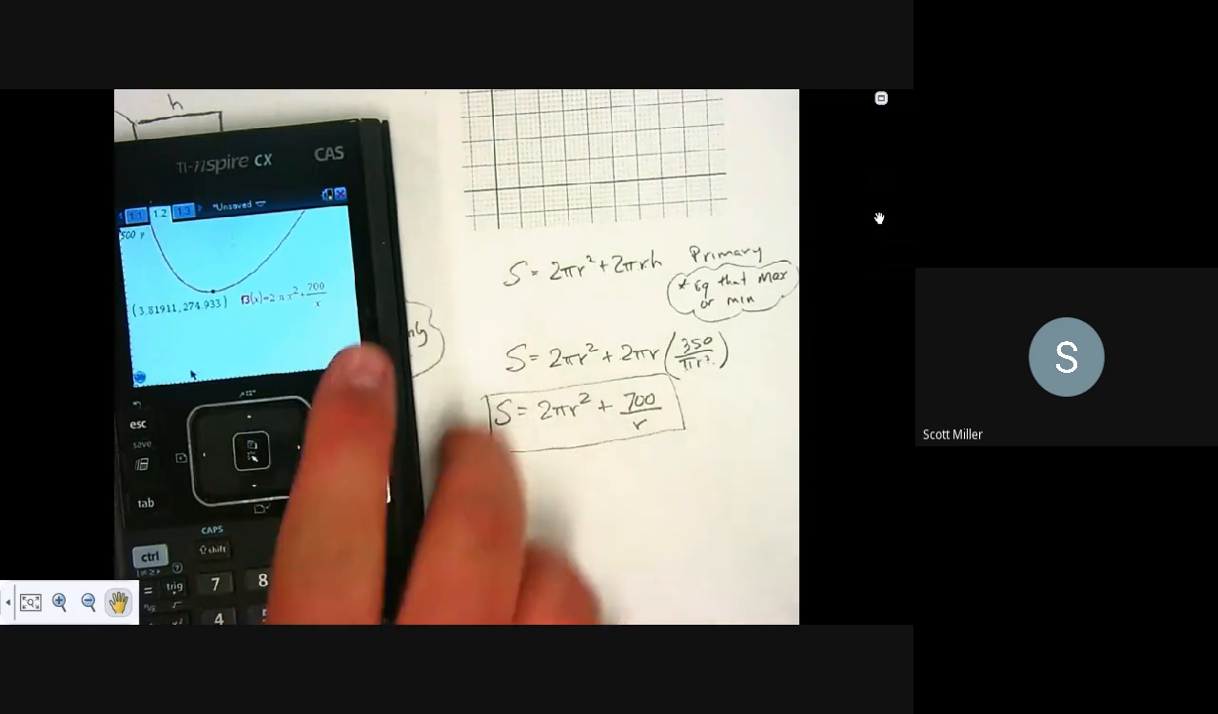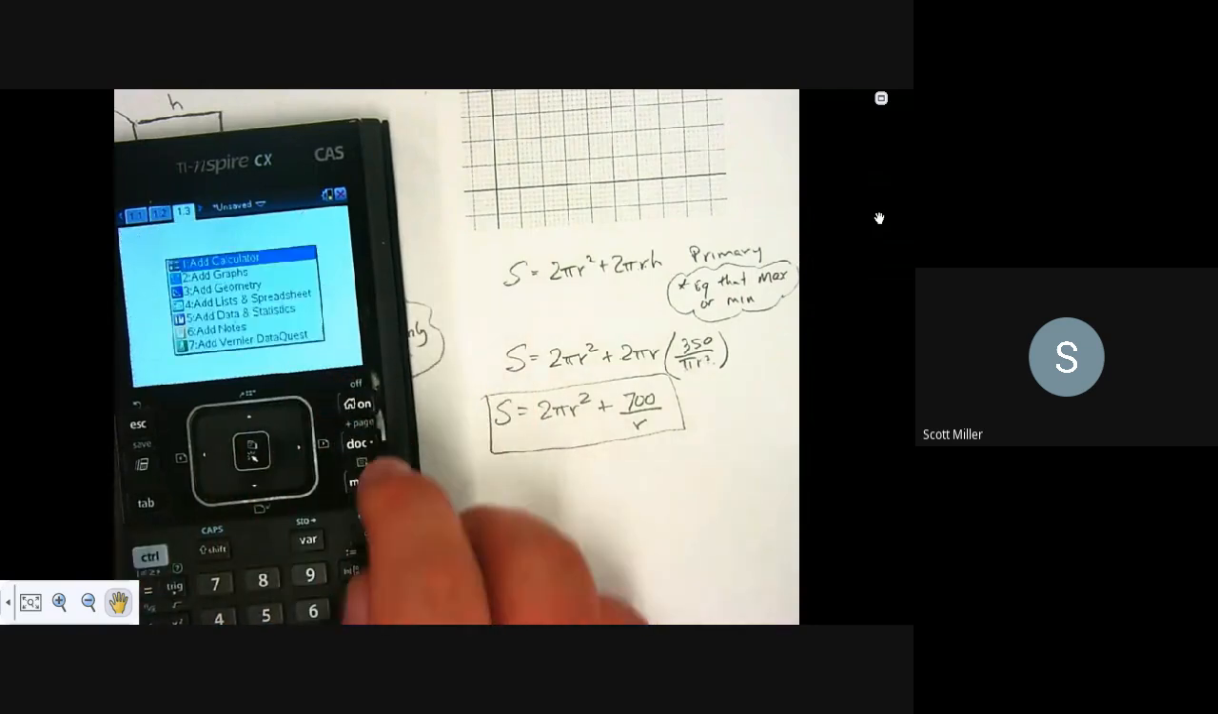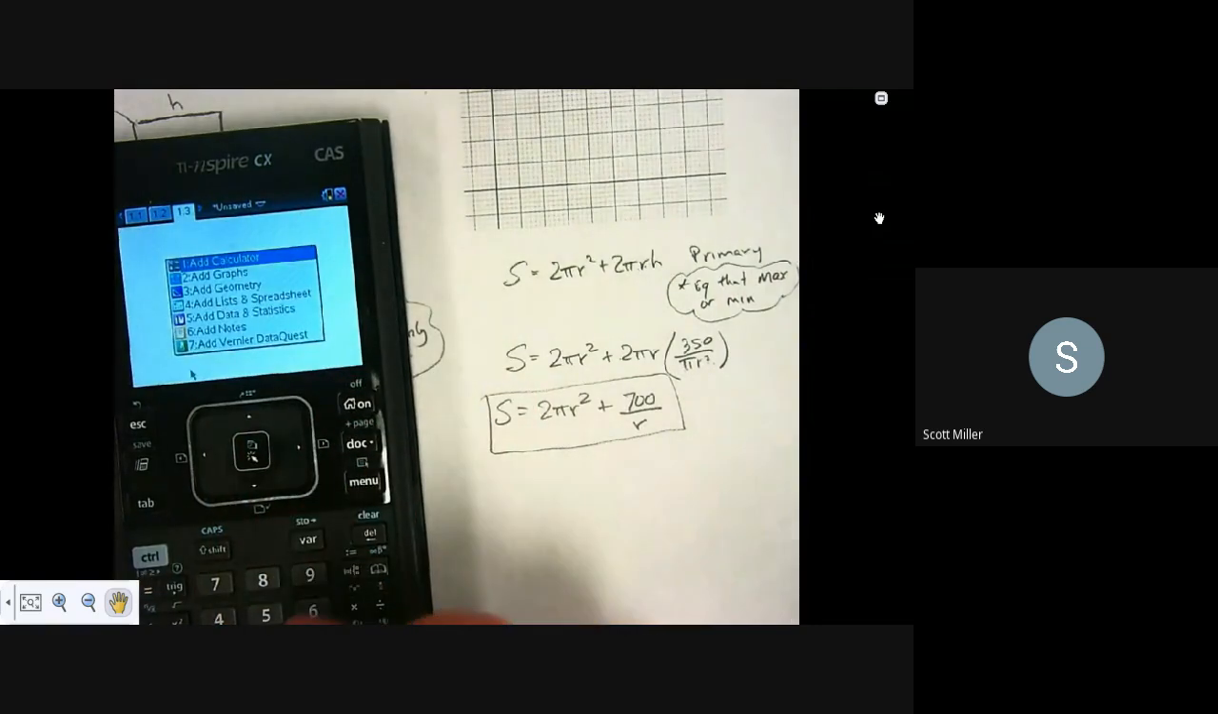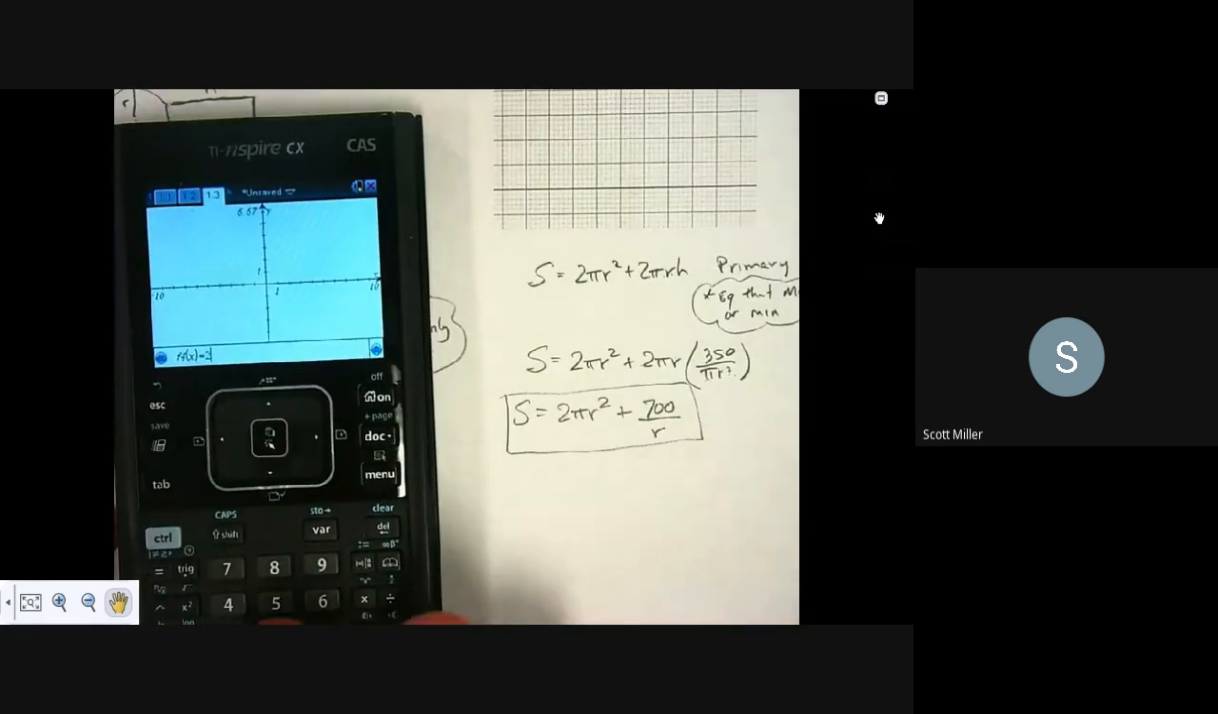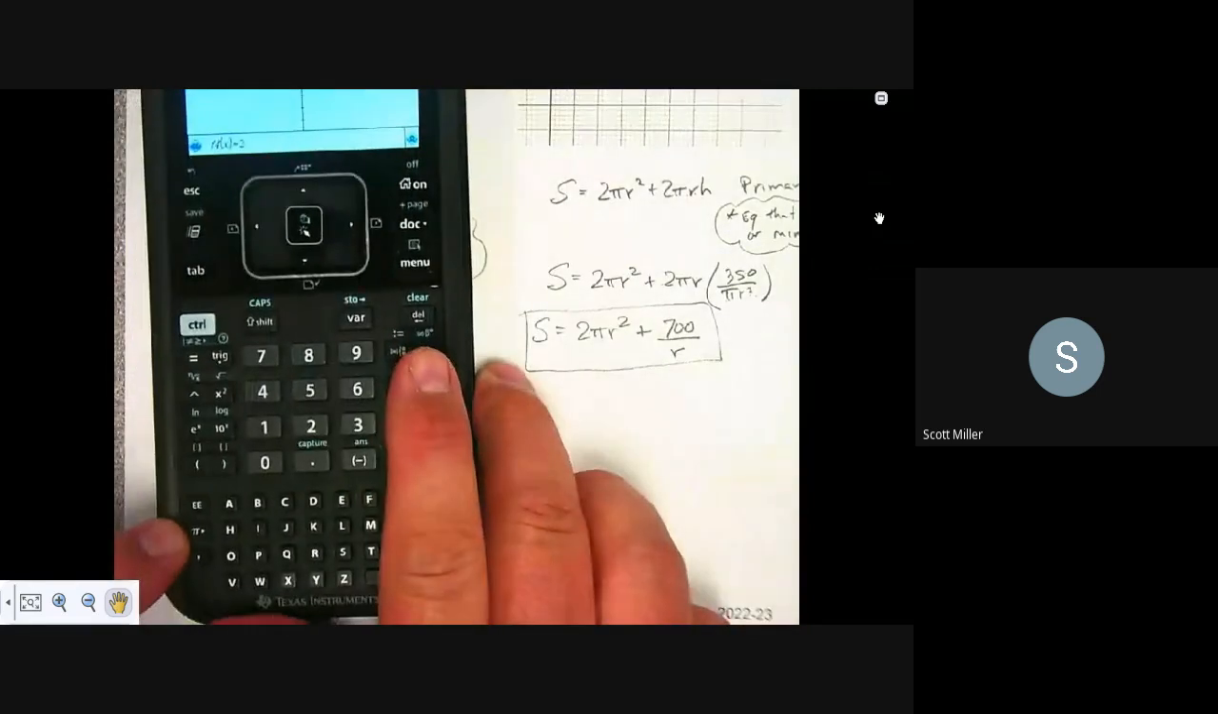And I actually found it. So let me go ahead and do it again. You can kind of see how it looks from start to finish. So down here, I'm going to graph this out. I'm going to type in what we see. 2 pi, the pi is this button way down here.